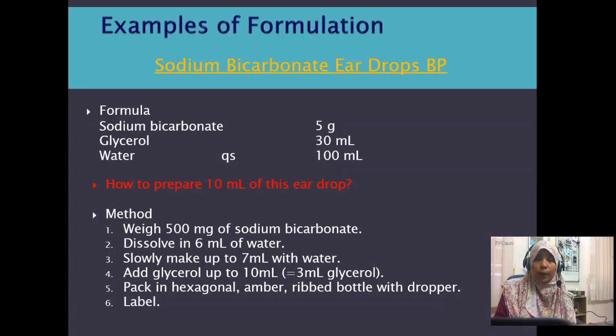Okay, next we have sodium bicarbonate ear drops. This one, if you remember back, is just the same as the peroxide one. This is actually a ceruminolytic, so you want to break down the earwax. The formulation is simple. You just need sodium bicarbonate, glycerol, and also water. Weigh the sodium bicarbonate, dissolve in 6 ml of water, and then slowly make up to 7 ml with water, and then add glycerol, and then package in hexagonal amber ribbed bottle with dropper, and then label.